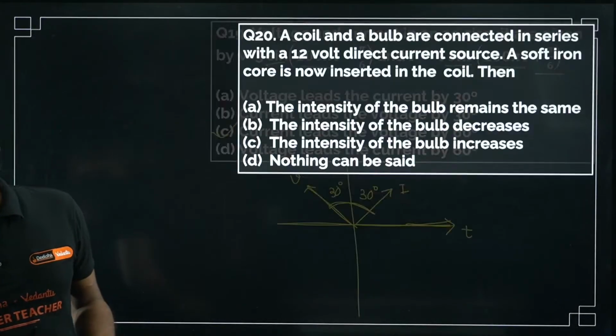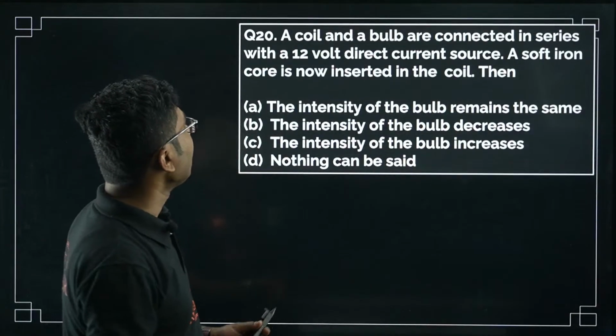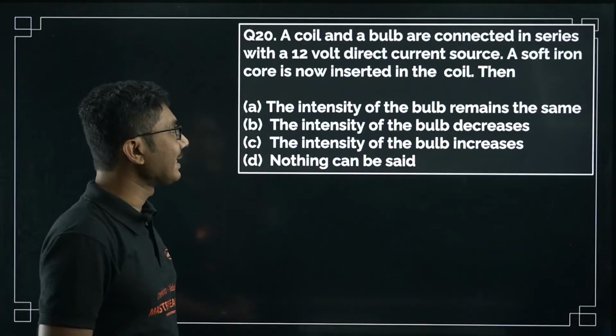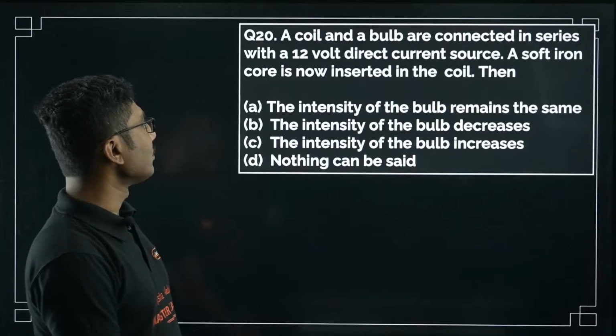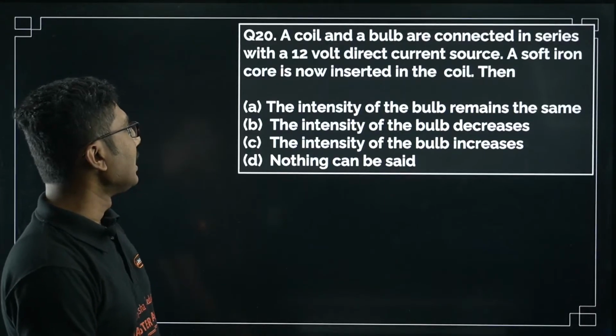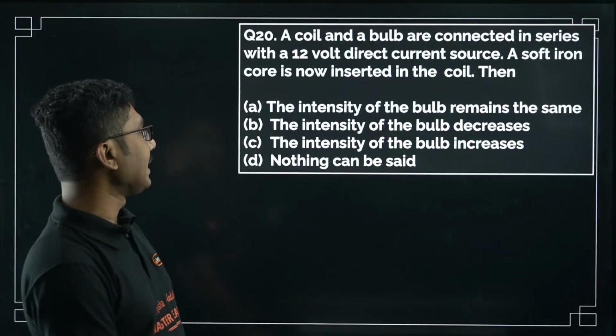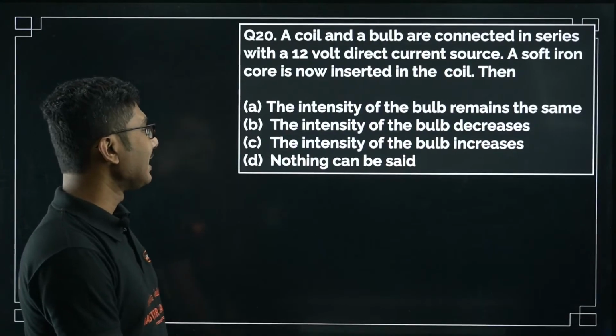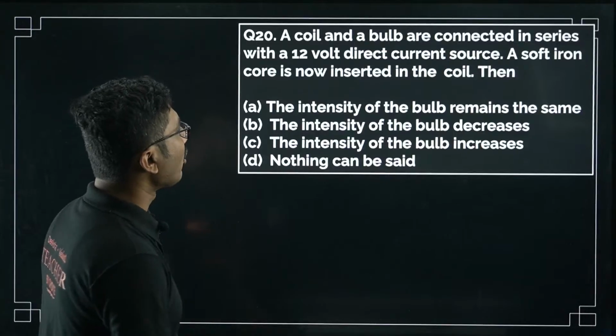Now next question, last question of the day. A coil and a bulb are connected in series with a 12 volt direct current source. A soft iron core is now inserted into the coil. Then the intensity of the bulb remains the same, decreases, increases, or nothing can be said. So we have a coil and a bulb.